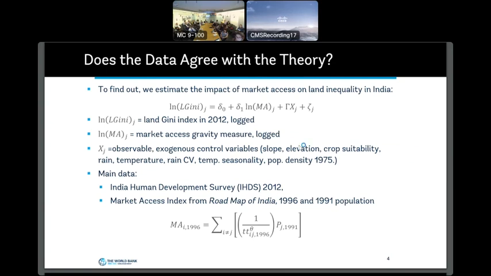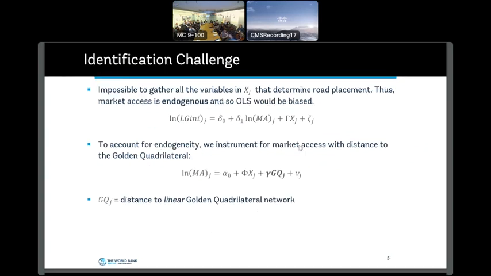The thing here is that estimating this regression by OLS would of course be biased. So we do control for quite a few factors in X that might influence replacement and population centers, various geographic variables, but it's impossible to control for everything you could possibly think of that might influence this too. So we're left with endogeneity.